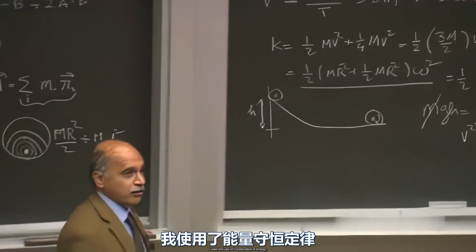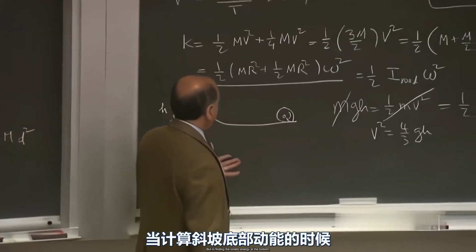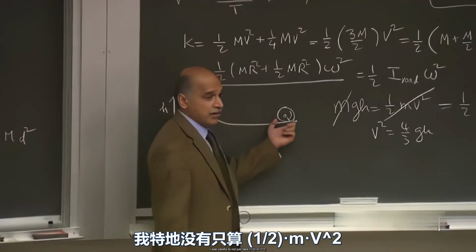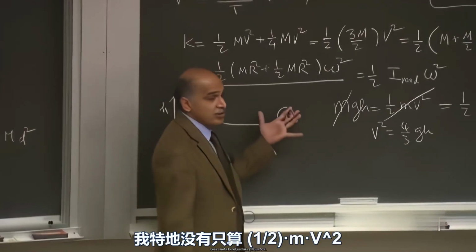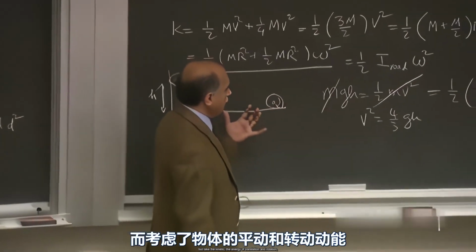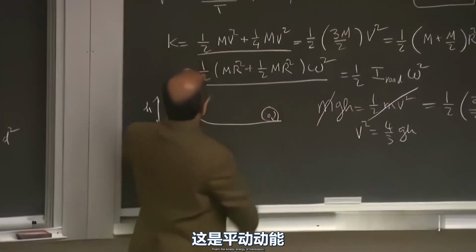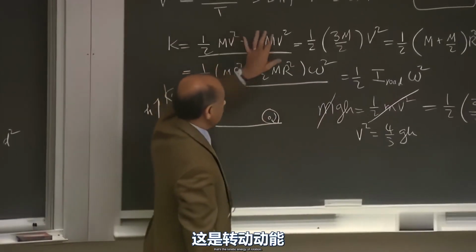So what did I do? I used the law of conservation of energy. That's all I did. But in finding the kinetic energy at the bottom, I was careful to not just take 1/2 mv squared, which is the energy of a point particle, but take the energy of translation and rotation, which I've done for you here. That's the kinetic energy of translation, that's the kinetic energy of rotation.